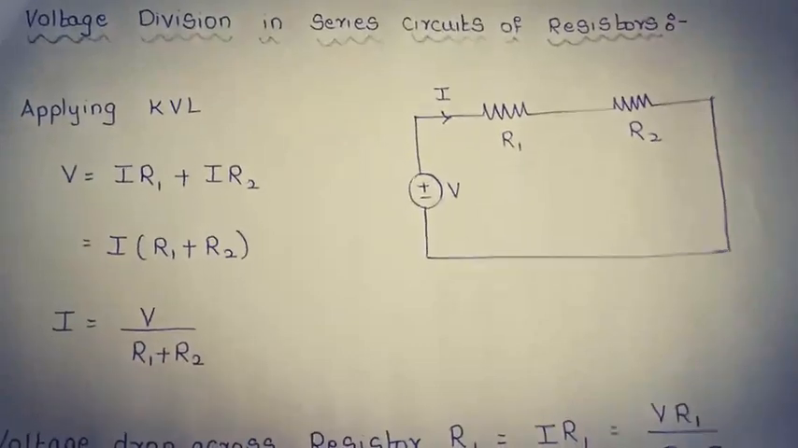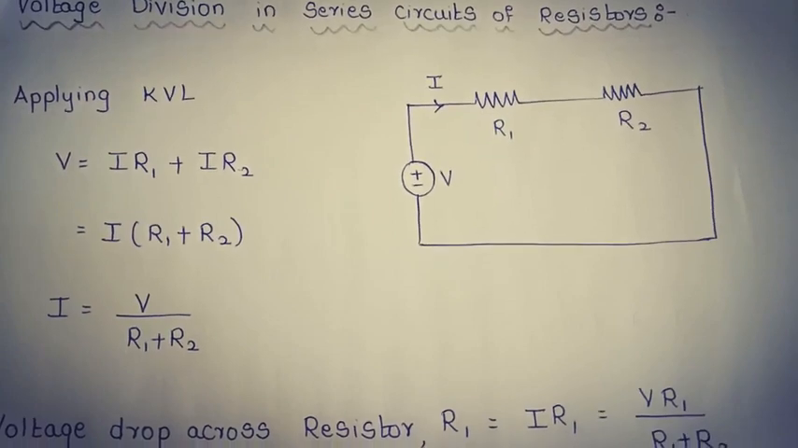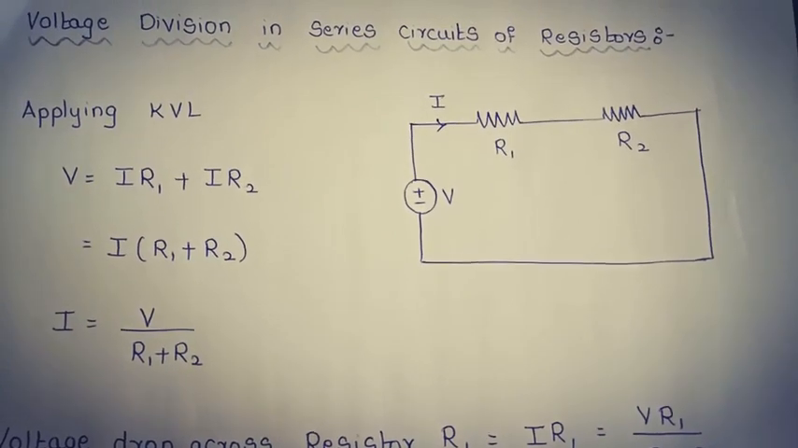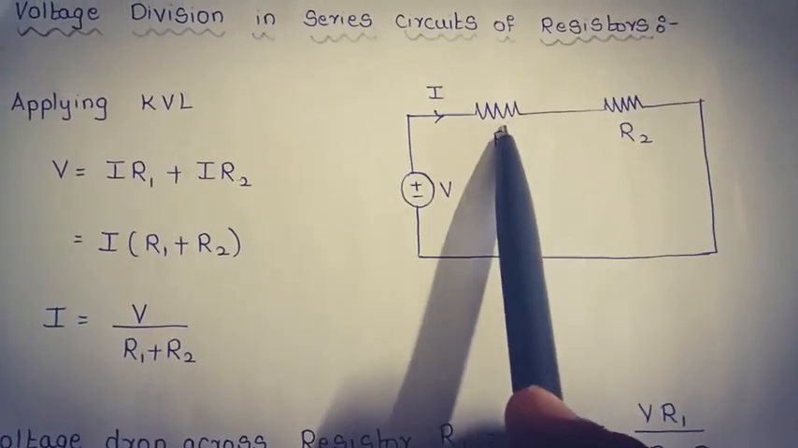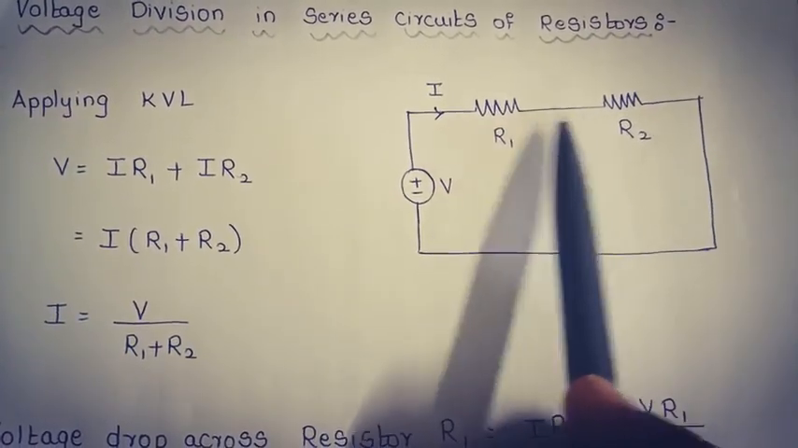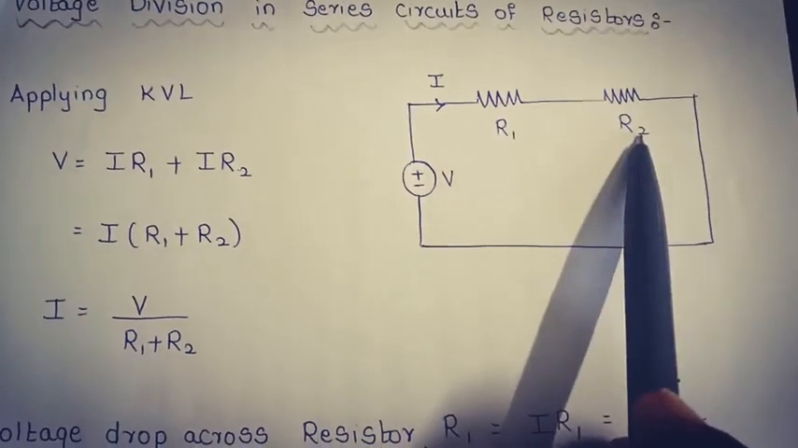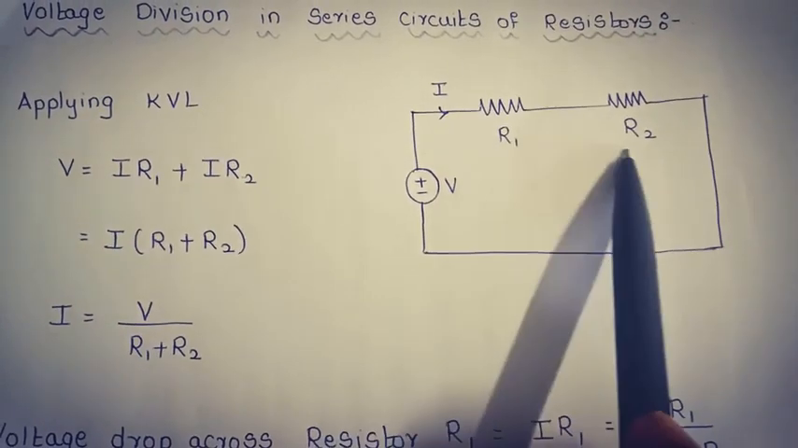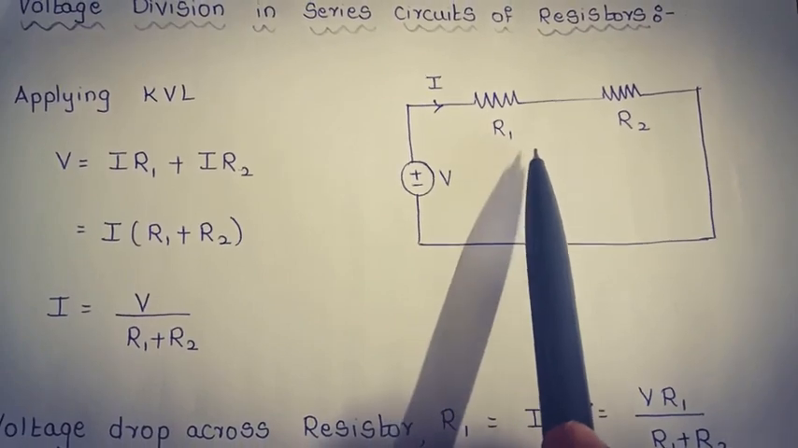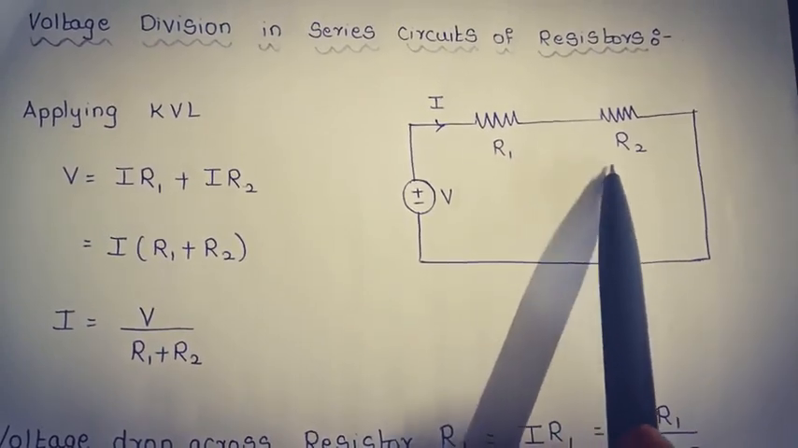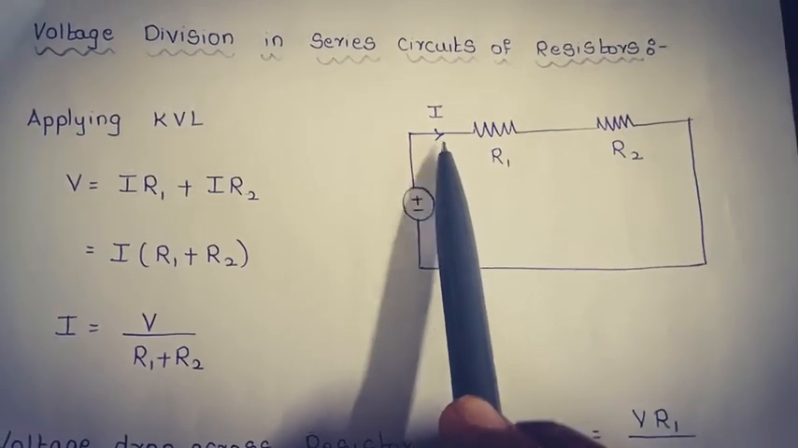Hello everyone, today we are going to discuss how the voltage gets divided among the resistors in a series circuit. So here this is a series circuit in which we have connected two resistors in series, and let the resistance values be R1 and R2. When two resistors are connected in series, the voltage gets divided whereas the current remains the same. And I am taking the value of current as I.